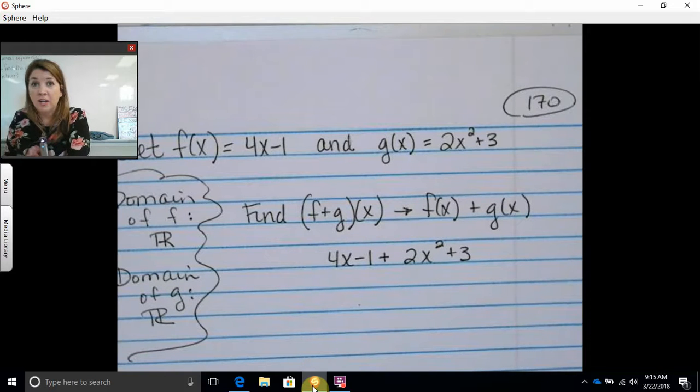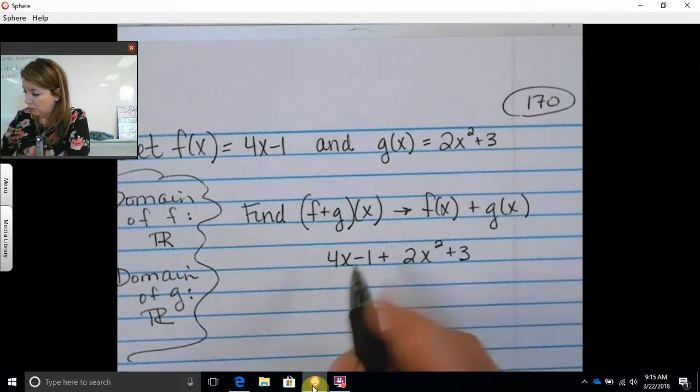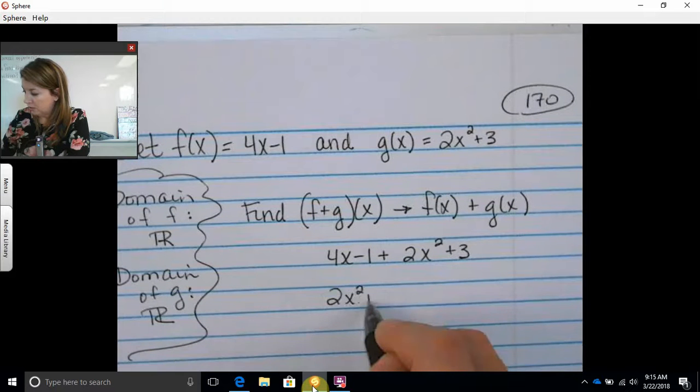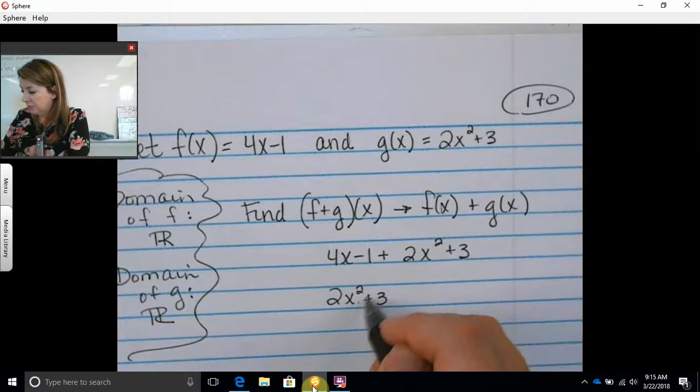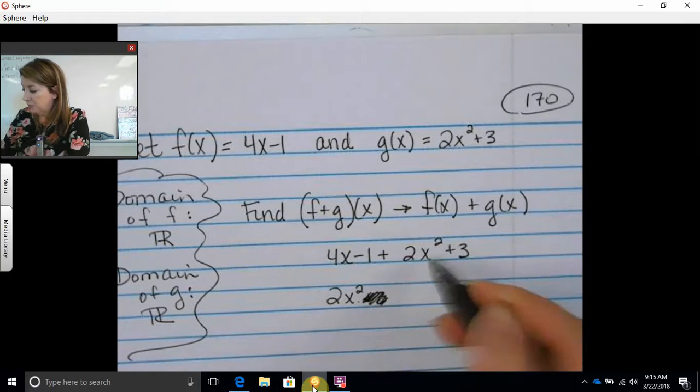We're not solving for x. We don't have to factor. All we have to do is combine like terms and put it in standard form. So what term would I be writing first? 2x squared. Does it have any like terms to combine it with? No. So 2x squared. Oops, I did not mean to write plus 3. Sorry about that. Just 2x squared.